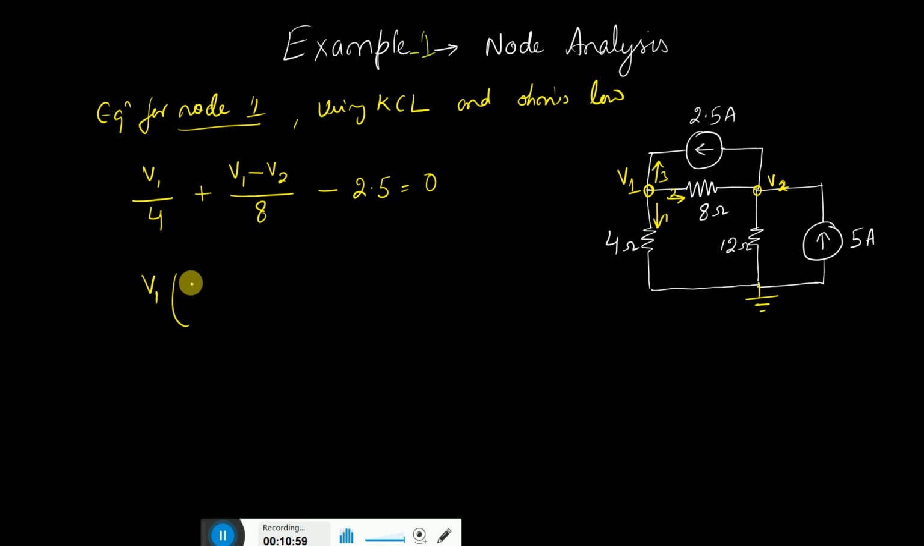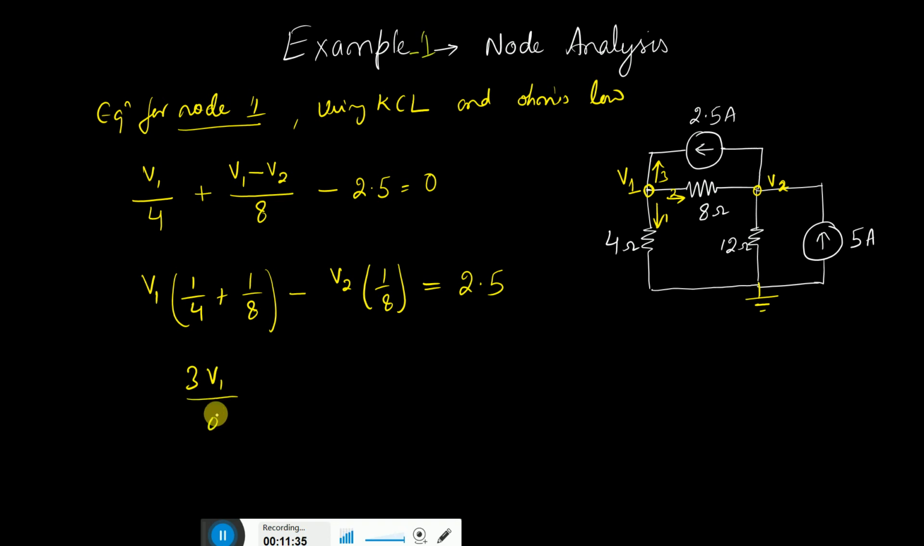So here it is 1 by 4 and then here it is 1 by 8. So this is V1 by 4, V1 by 8. Another is the V2 term. So there's a minus sign over here, V2, and the coefficient is 1 by 8. And this 2.5 will go to the other side, and it becomes 2.5.